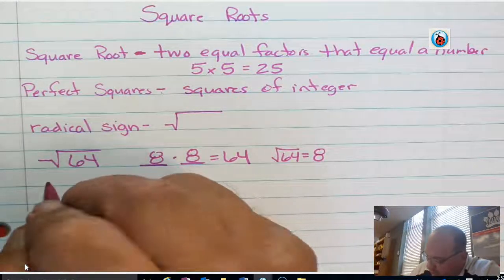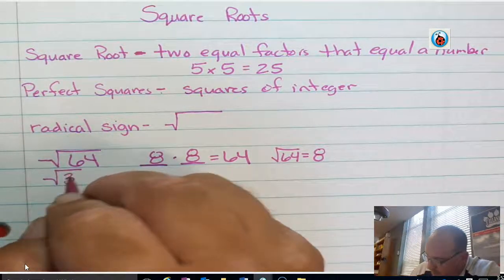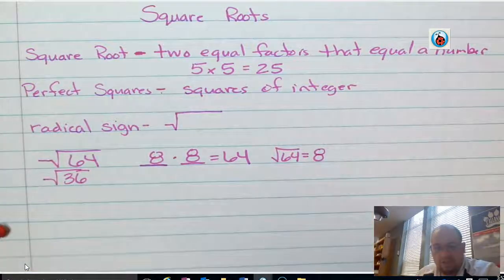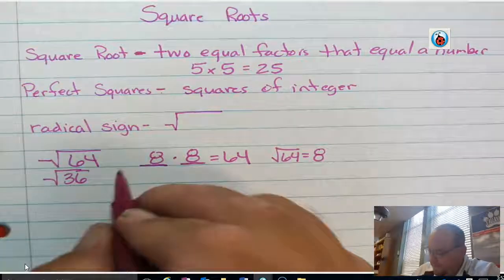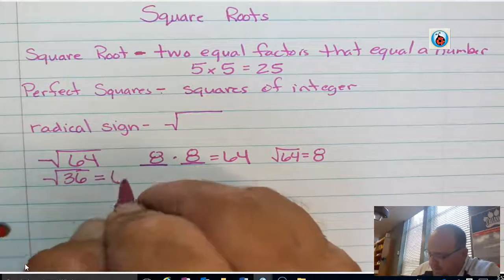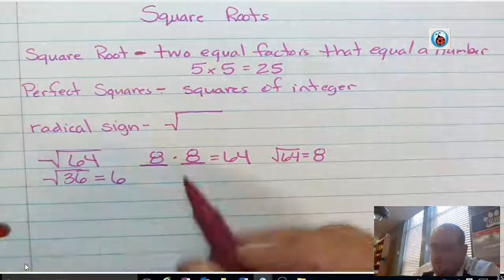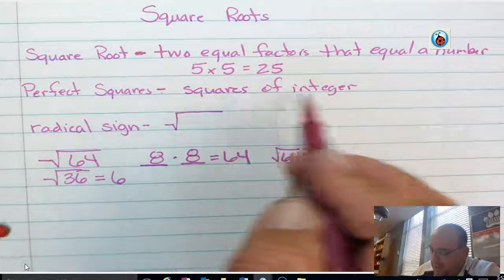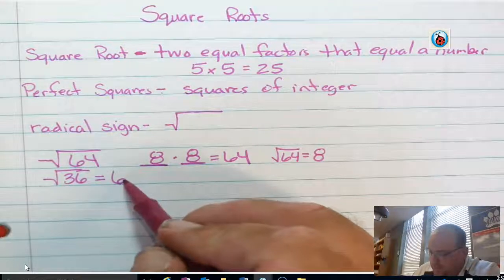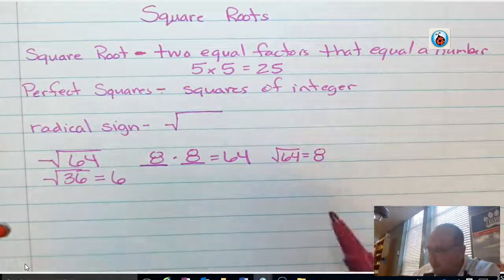All right. Let me go ahead and show you another one. I'm going to show you square root 36. So think in your head, what number times itself will give you 36? Yeah, it's 6. So the square root of 36 is 6. It is also a perfect square because 6 is an integer, therefore it's a perfect square.